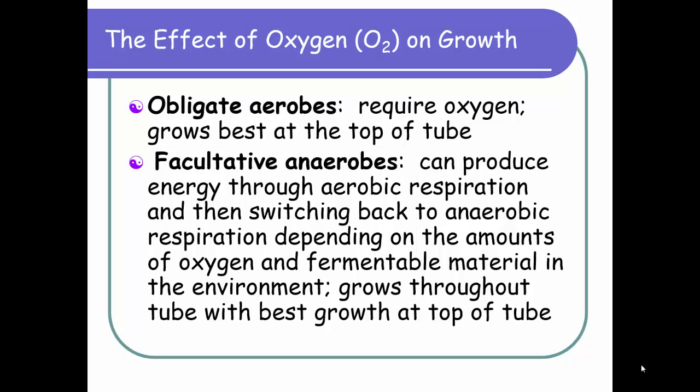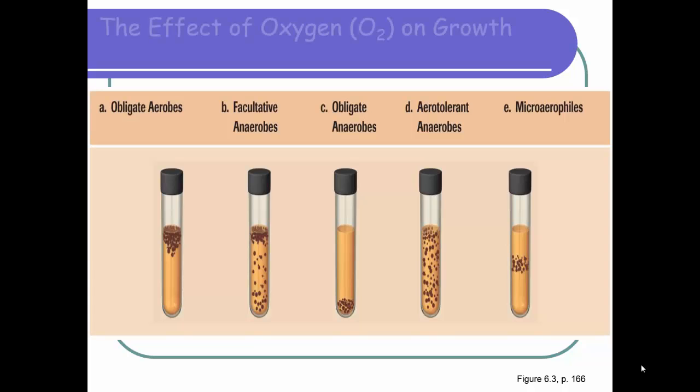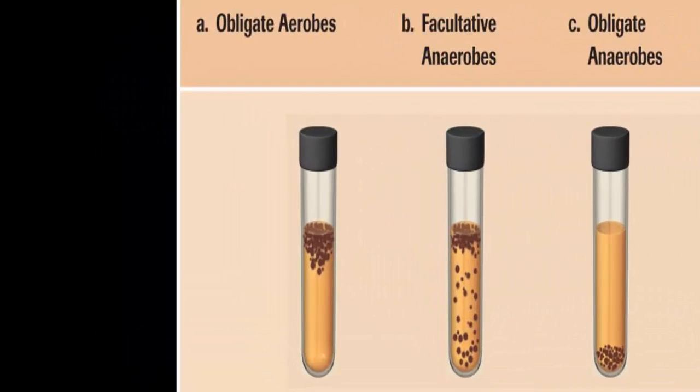Typically, facultative anaerobes grow throughout the tube, but the best growth will be at the top of the tube. They prefer to do aerobic respiration if oxygen is present. Remember, aerobic respiration gives us more ATP in general than does anaerobic respiration or fermentation. So here we have the obligate aerobes growing at the very top of the tube where most of the oxygen would diffuse into the media.